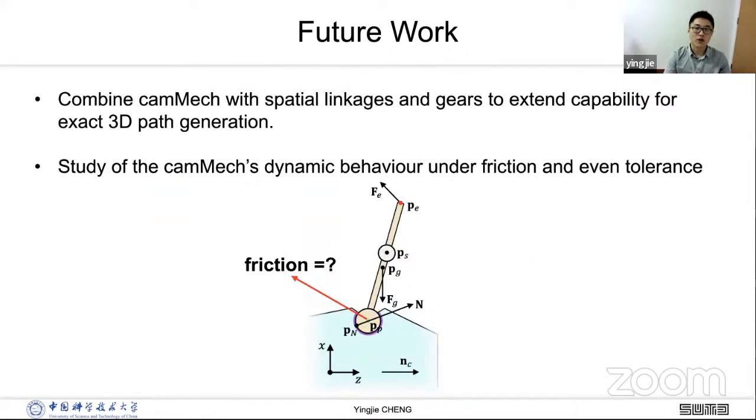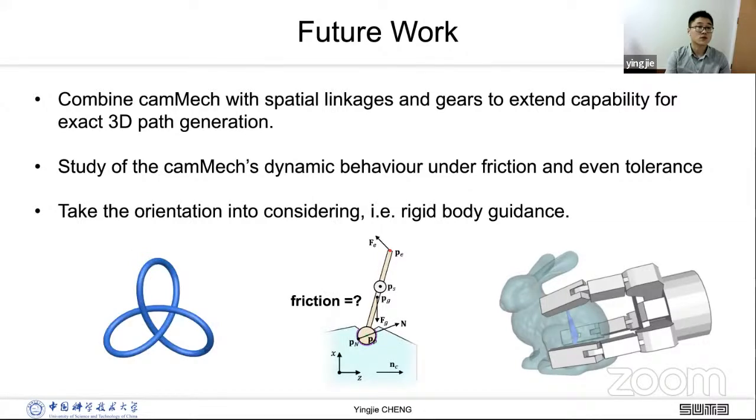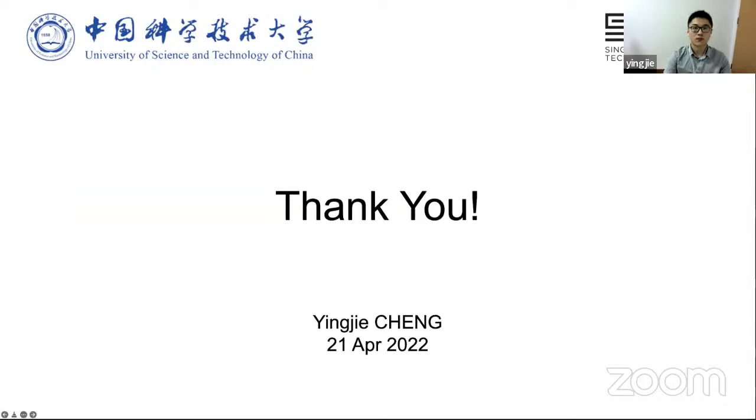And our dynamic modeling does not consider friction, which may cause a difference between the simulation and real-world fabrication. We may consider friction, even the tolerance, in future work. And for some applications like pick and place, the orientation of the object needs to be controlled during the motion. That is rigid body guidance. We may consider it in future work. And that's all for my talk. Thank you for your attention.